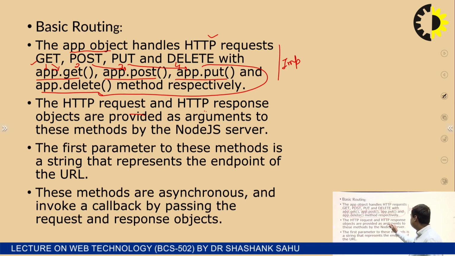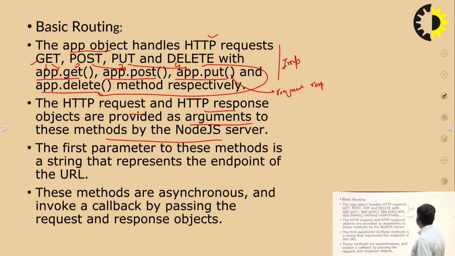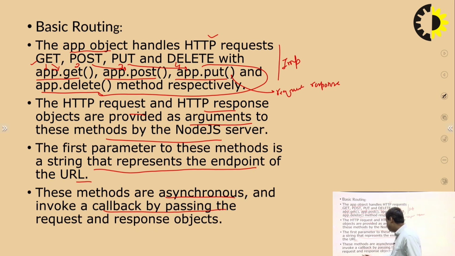HTTP request and HTTP response objects are provided as arguments to these methods. So, it can have 2 arguments: one is request and second is response. The first parameter to this method is a string that represents the endpoint of the URL. That is, we can give the name of the URL, or you can give slash to represent that the URL is from the root node. These methods are asynchronous and invoke a callback passing the request and response object.